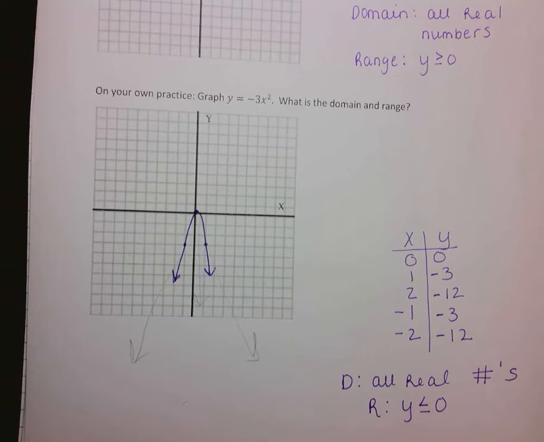Because remember what we said about a. When a is positive, the graph is going to face up, and when a is negative, the graph is going to face down.